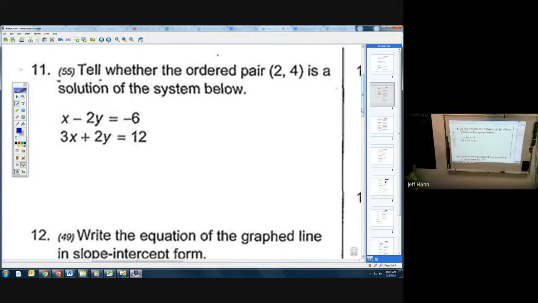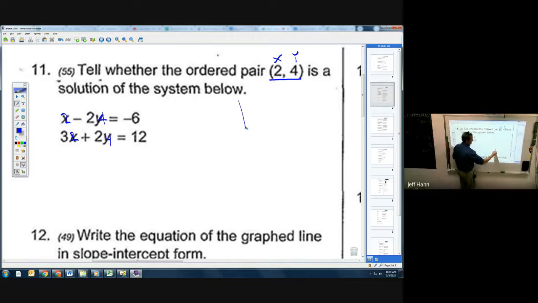There are two ways to do this one. Maggie, I'll let you pick whichever way. The first way, which I wouldn't do, but maybe you would do, is see this number in the ordered pair. This is the x value and this is the y value. If you put 2 in for x and 4 in for y, will this thing work out? And you'd have to do the same thing here. You'd have to put 2 in for x and 4 in for y here and see if this one is true. I don't know if I'd do that.